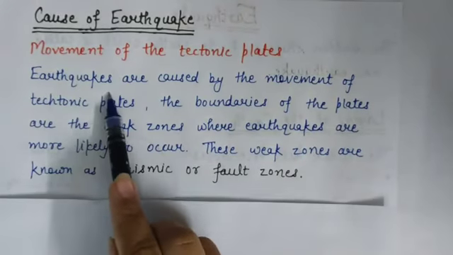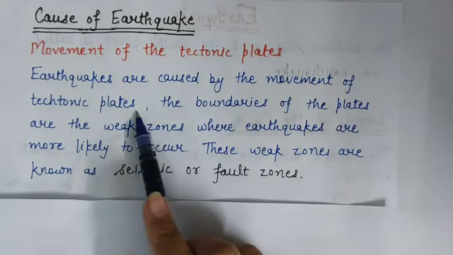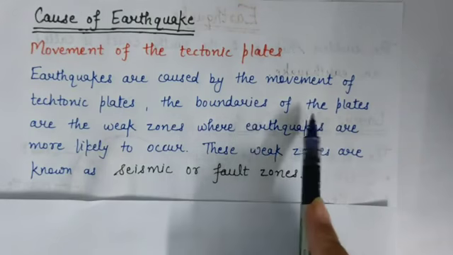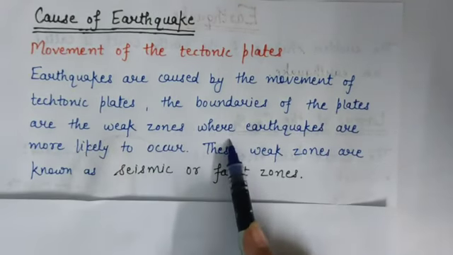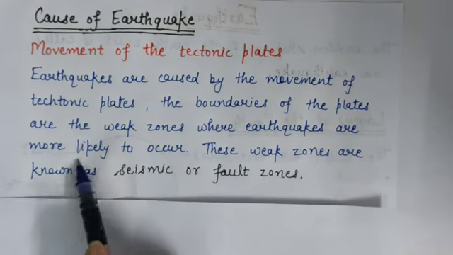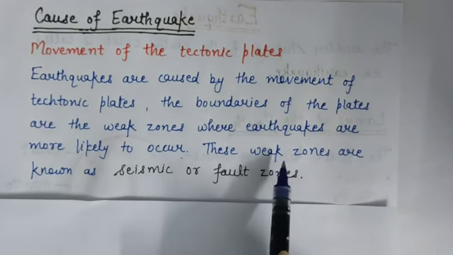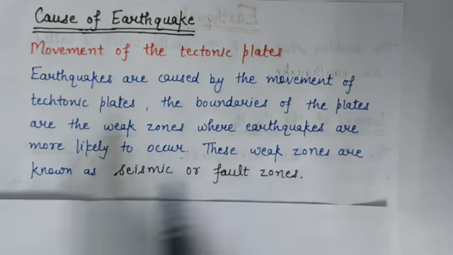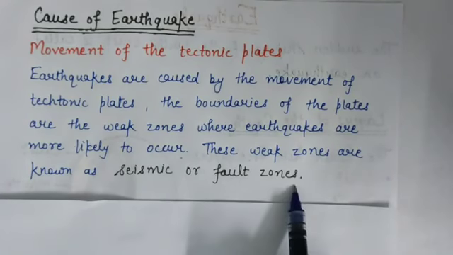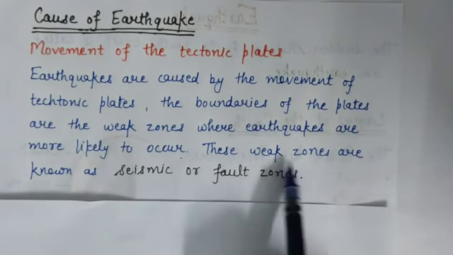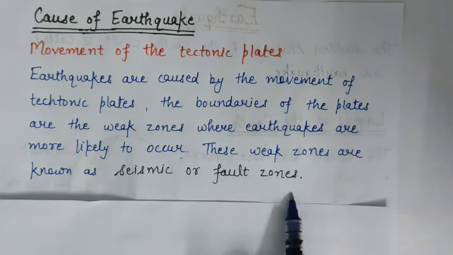So earthquakes are caused by the movement of tectonic plates. The boundaries of the plates are the weak zones where earthquakes are more likely to occur. And these weak zones are known as seismic or fault zones.